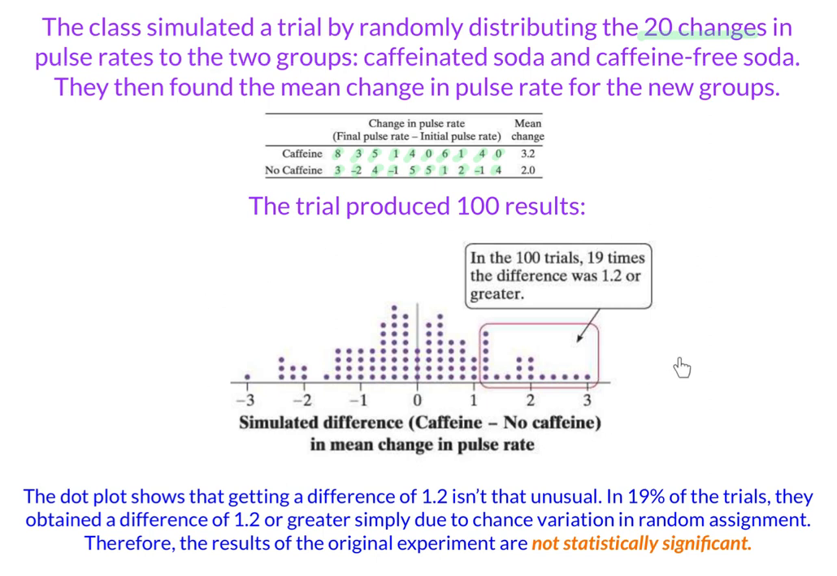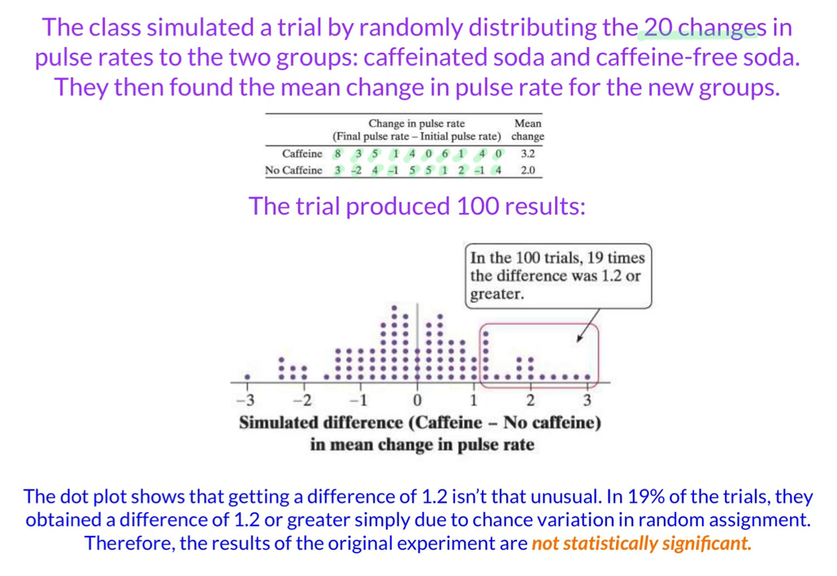So this is the dot plot that resulted. What we're looking at is the numbers from -3 to +3. That's going to be the simulated difference, the caffeine minus the no caffeine, just like how we got the 1.2, remember? In mean change in pulse rate. So what ended up happening? Did we get numbers close to 1.2 or not? We got a pretty big range. It went from -3 beats per minute's change to +3 beats per minute's change.